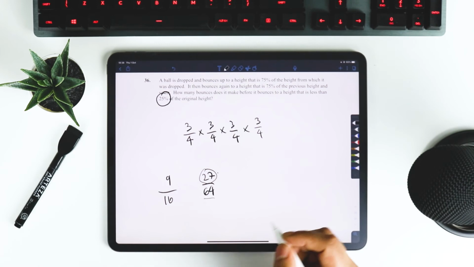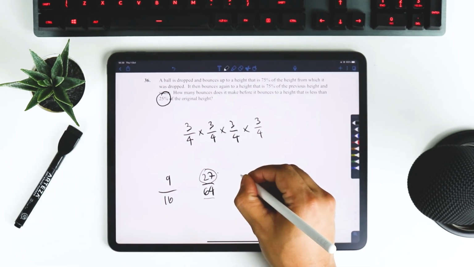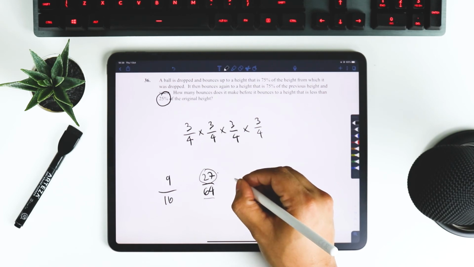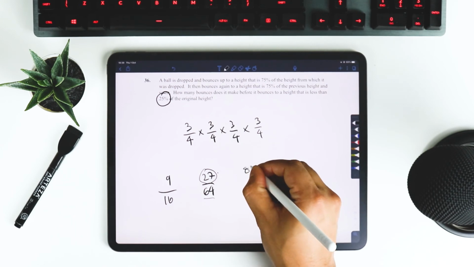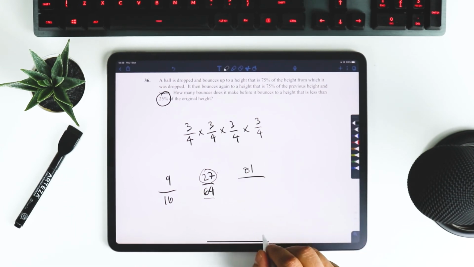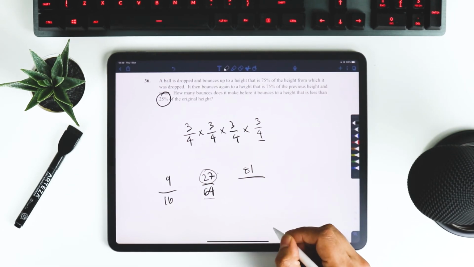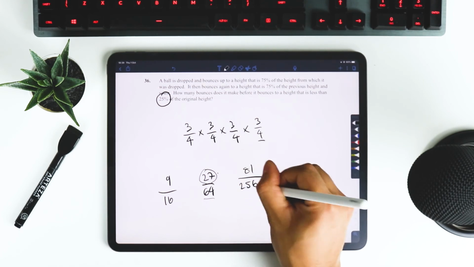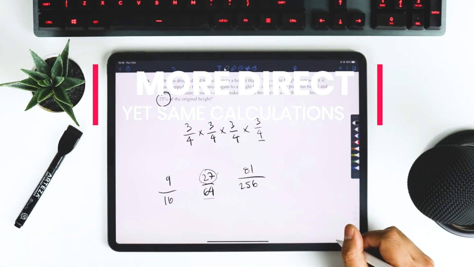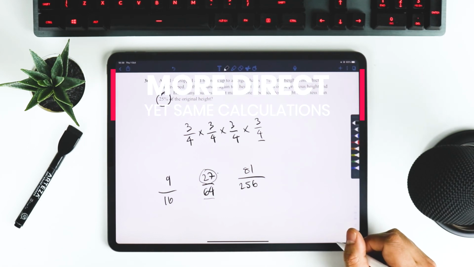So we've got 27 times 3, 64 times 3, and then we work out that 27 times 3 is going to be 81. The denominator is 64 times 4 in this case. 64 times 4 is 60 times 4: 6, 12, 18, 24, 240. Plus 4 times 4 is 16. 240 plus 16 is only 256. Okay, so we've got 256 now.